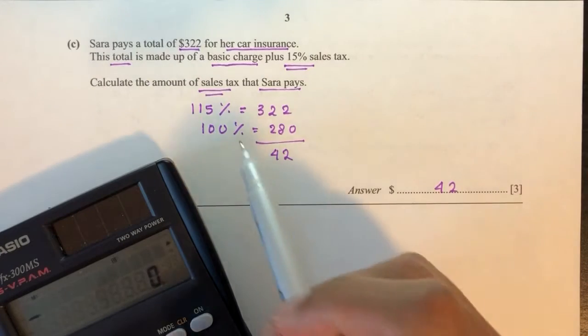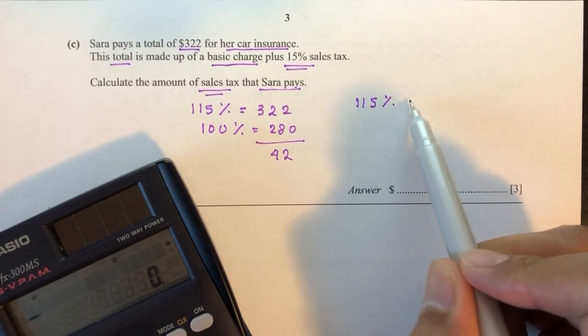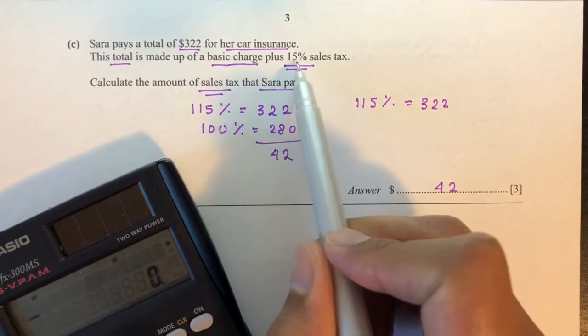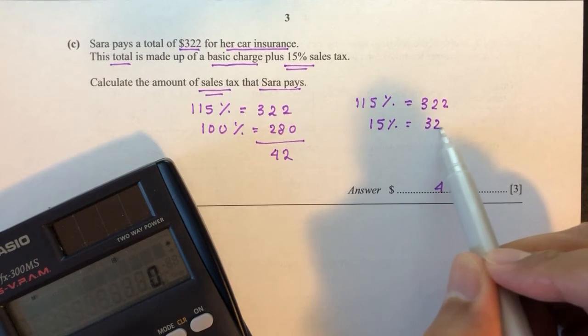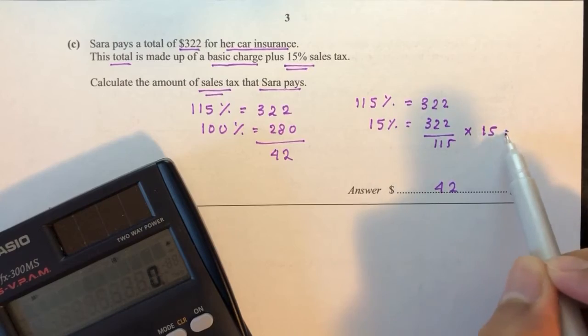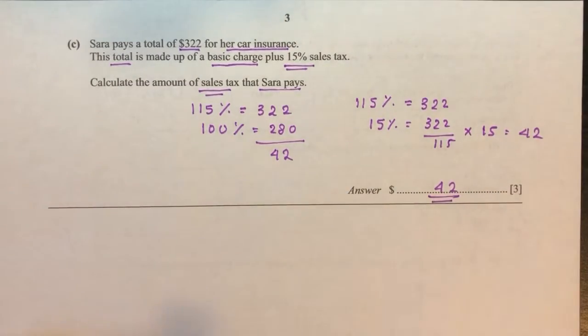Otherwise you could also do this. You know 115% represents 322. So tax is 15%. You will say 15% represents 322 divided by 115 times 15. It should give you the same answer. That will be 42 for part C of question one.